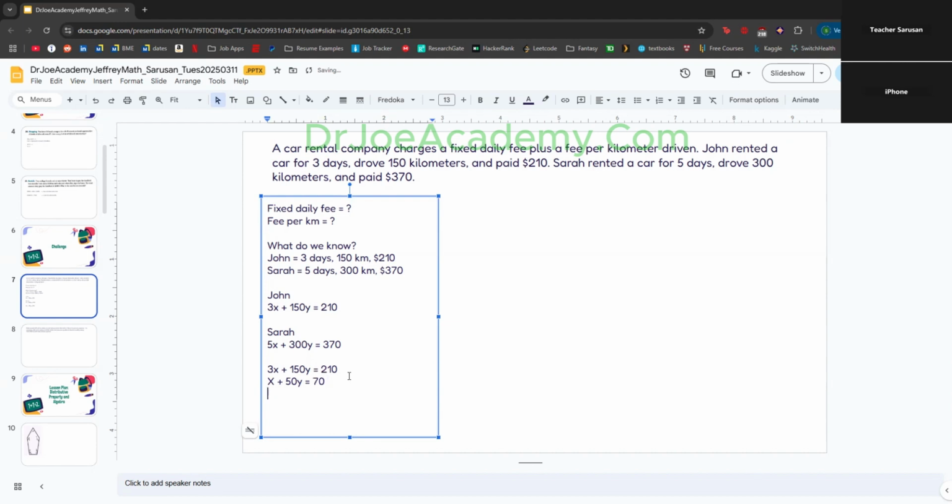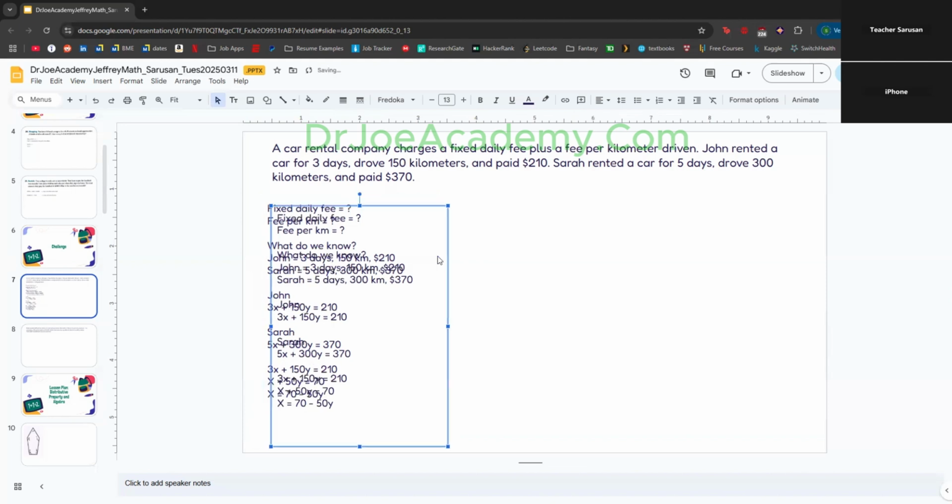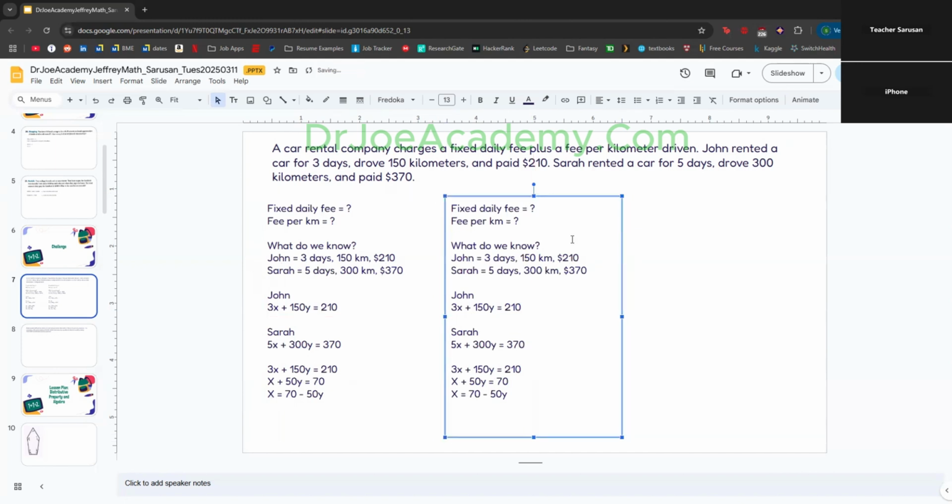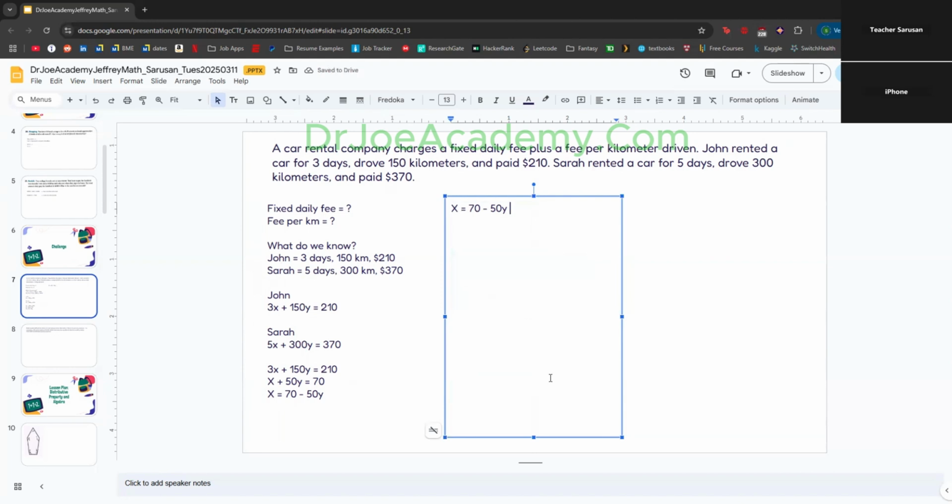Very well done. And since we have a simple x by itself over here, let's isolate that. That would be x equals 70 and bring the 50y over. That's going to be negative 50y. Yeah, so this would be our first equation that'll help us out. We have two variables, and we're going to need two equations. So we got both equations down. Let's shift this over. All right. So what is the next step? We have enough information here to solve our solution. What do we do?